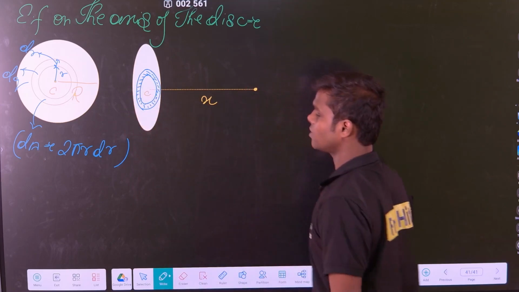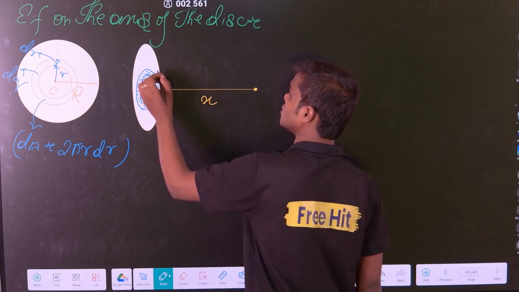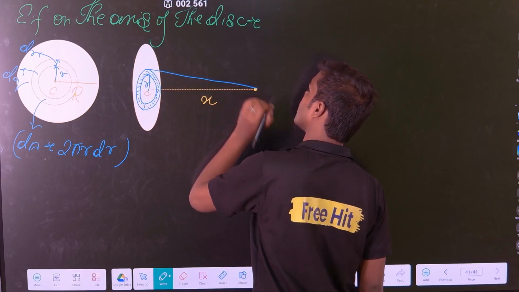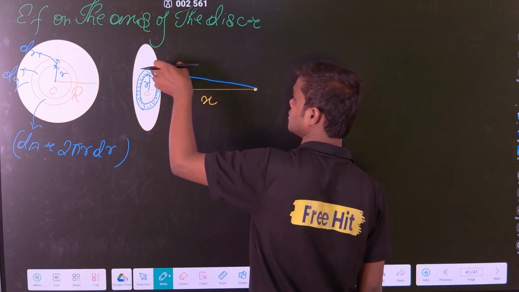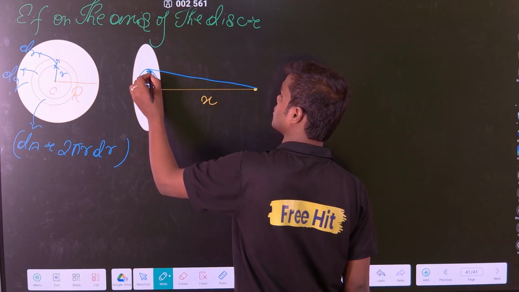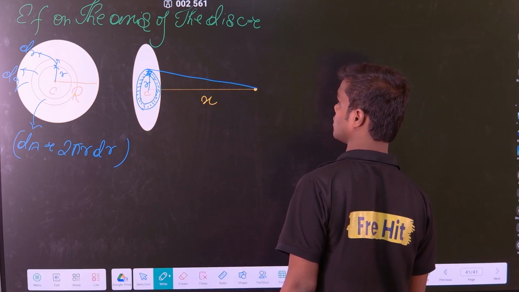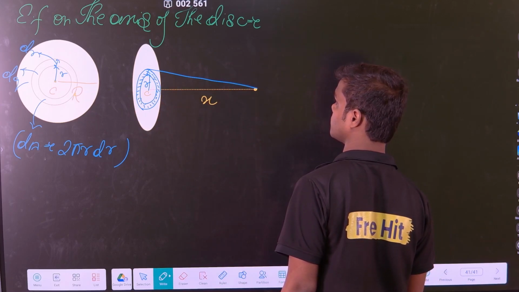Okay, this is my element, and its distance is r. And this is my distance. Suppose this is my small thing. Let me try to explain what I am trying to do in a better way.